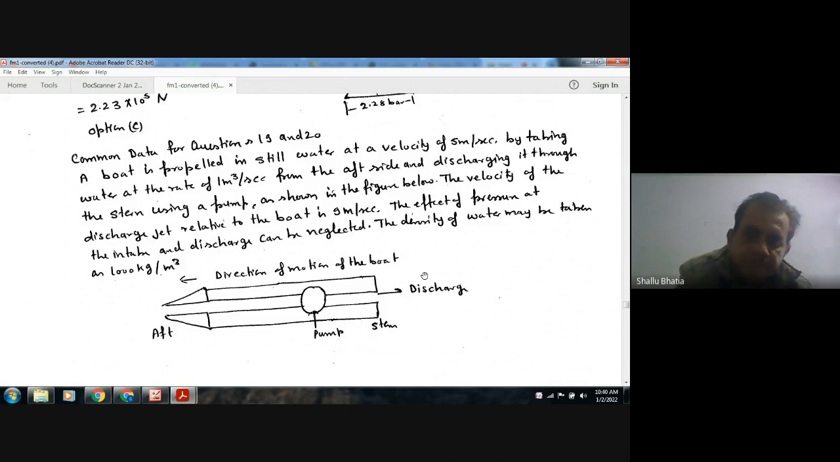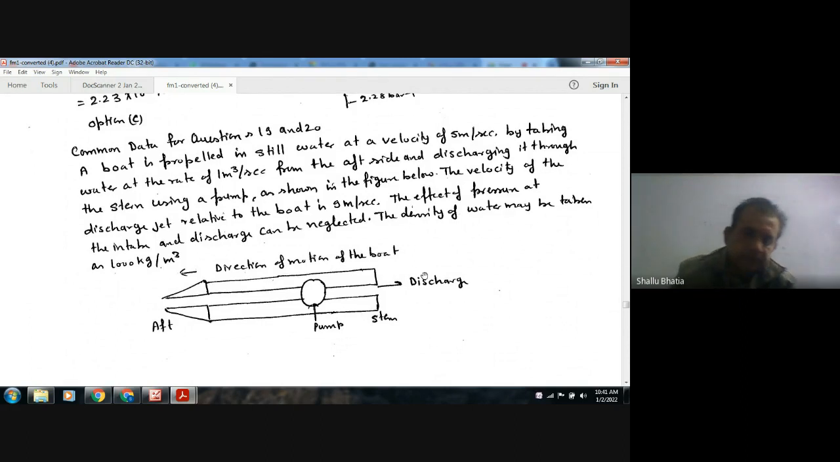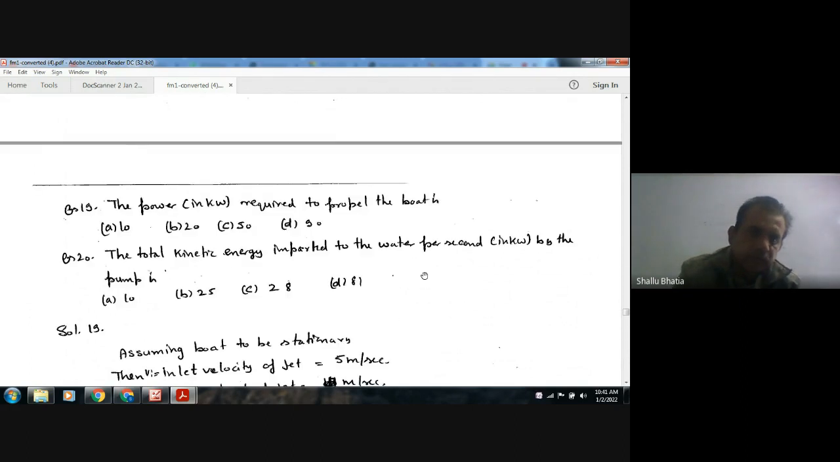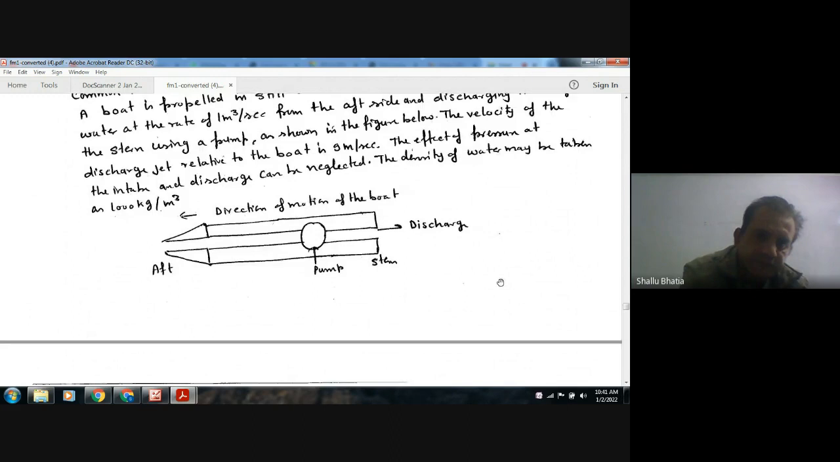Okay. The velocity of the discharge jet relative to the boat is 9 meter per second. The effect of pressure at the intake and discharge can be neglected. The density of water may be taken as 1000 kilogram per meter cube. Okay. So this is the aft side. This is the stern side. This is the pump. This is the discharge. This is the direction of flow, direction of motion.